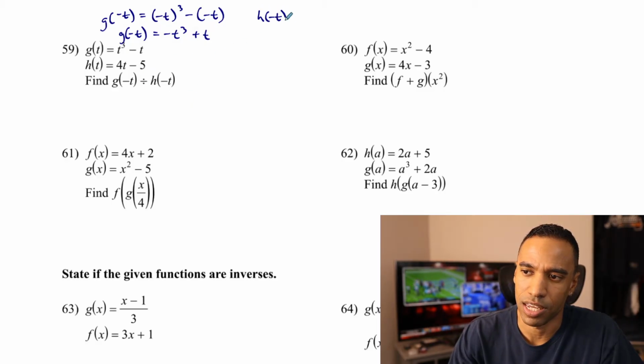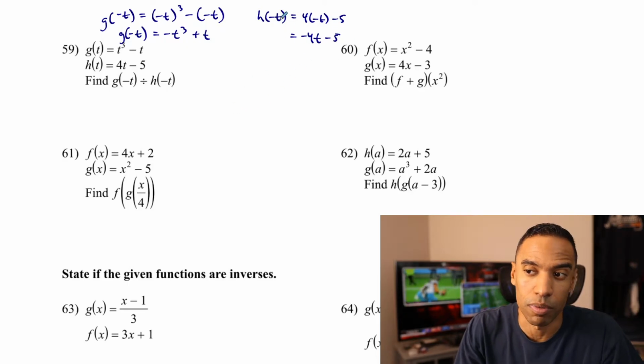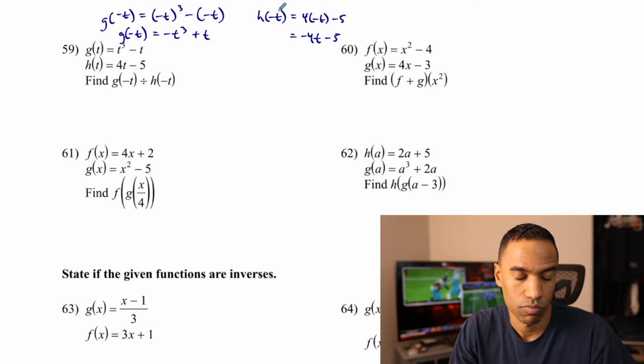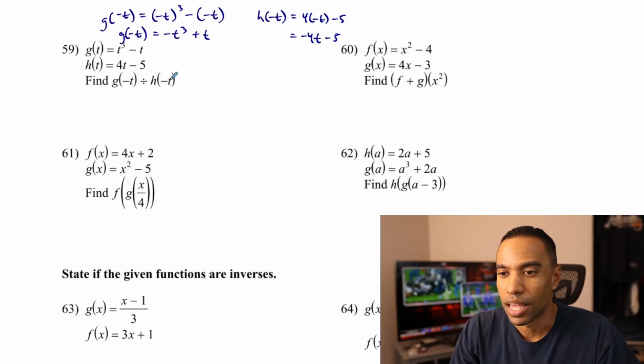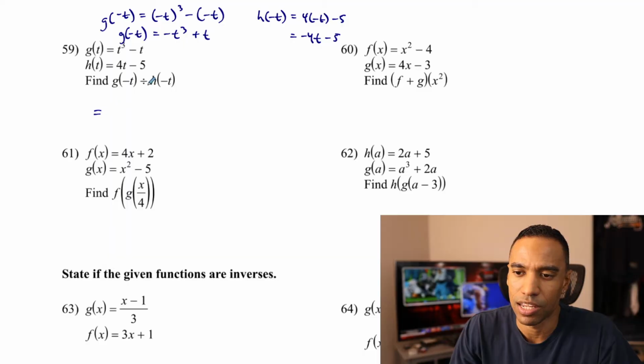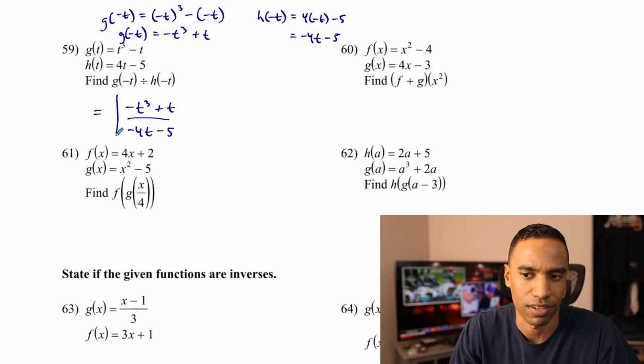H of negative t is 4 times negative t minus 5, which is negative 4t minus 5, which is neither even nor odd. An even function would be if I substituted a negative variable into there and I get the exact same thing out, which I don't. Negative 4t minus 5. So this will be g of negative t over h of negative t, which is negative t cubed plus t over negative 4t minus 5. And again, I'm just going to leave it like that.